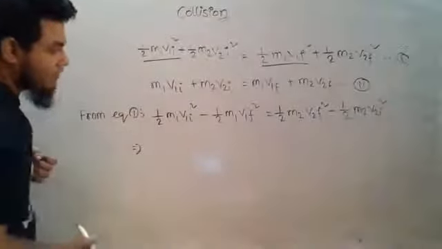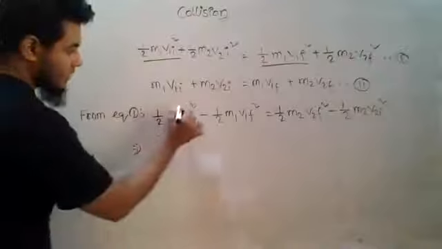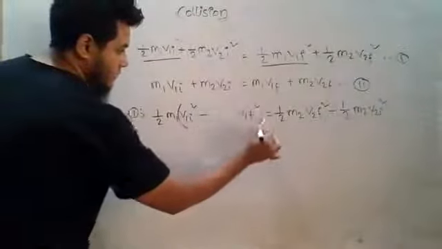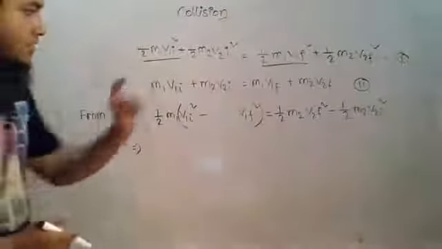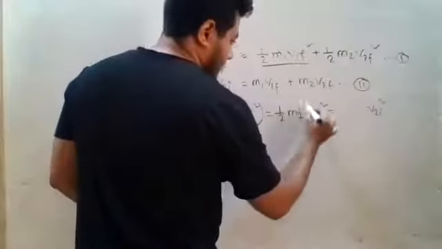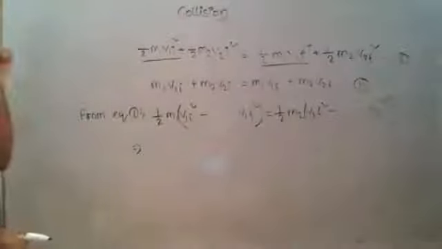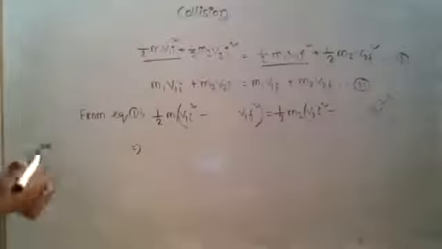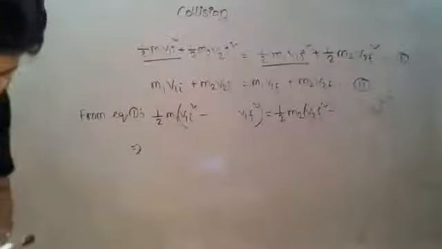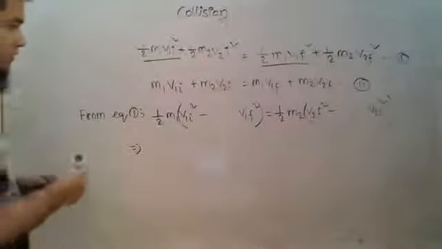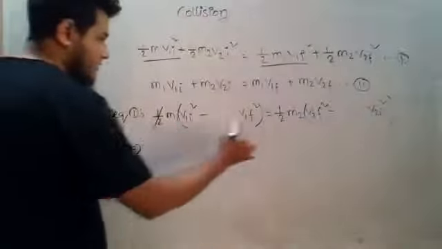Then I can take half M1 common. If I take half M1 common, then it will become like this. And if I take half M2 common from there, then it will be like this. Okay. So from both sides, I can cancel half and half.